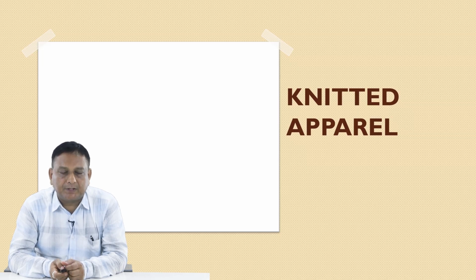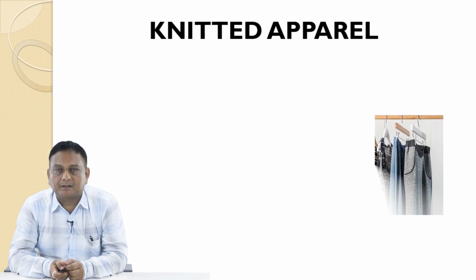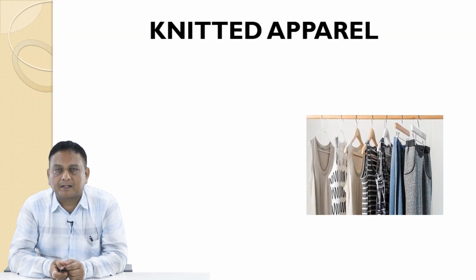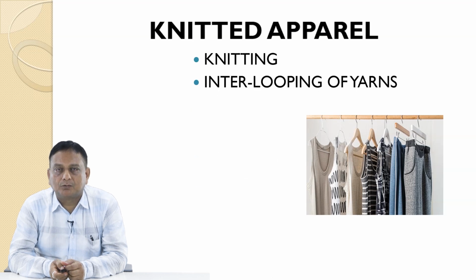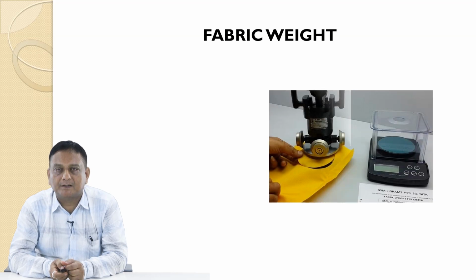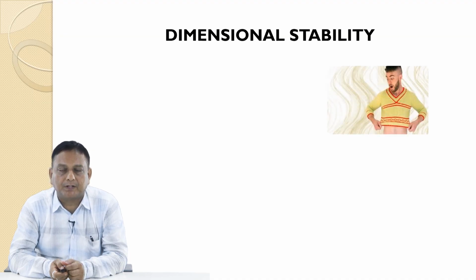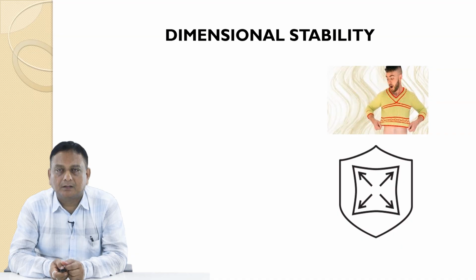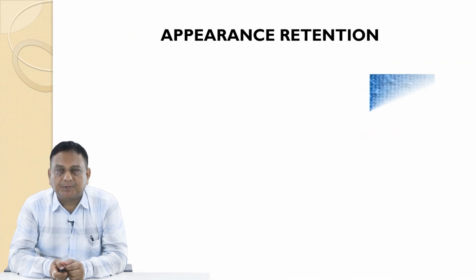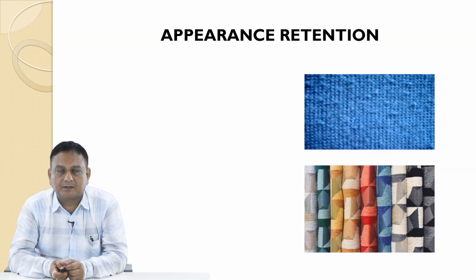Now coming to the knitted apparel. What are the tests to be carried out for knitted apparel? Let us see. When you are talking about knitted apparel, there are various kinds of knitted apparels available, like woven products, as can be seen in the picture. The interlooping of the threads is very important in knitted apparels, and fabric weight has to be judged. Dimensional stability, of course, needs to be done, and very important here is the dimensional stability after washing. Then appearance retention after washing also plays an important role in this kind of garment.